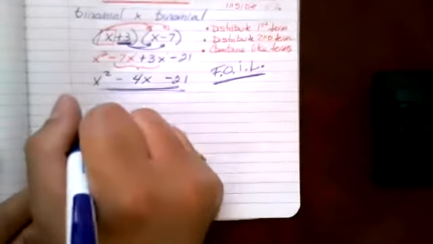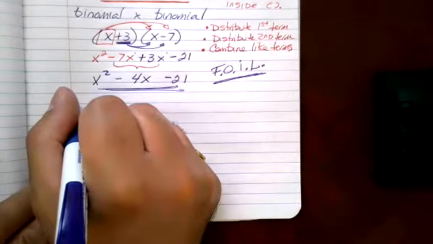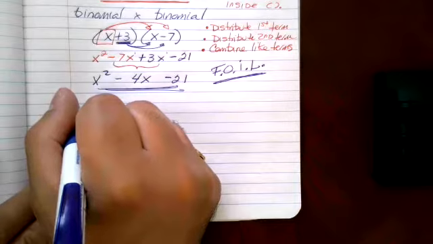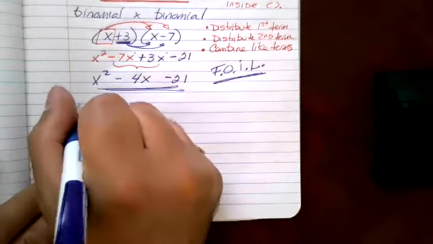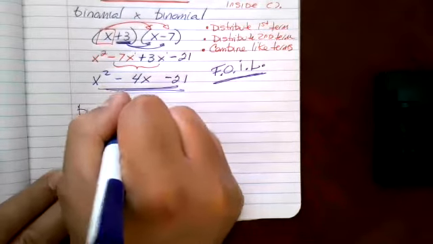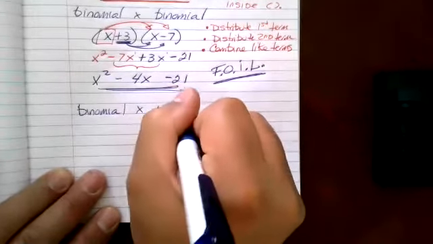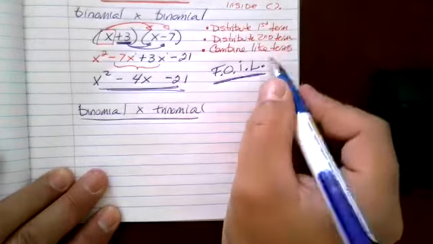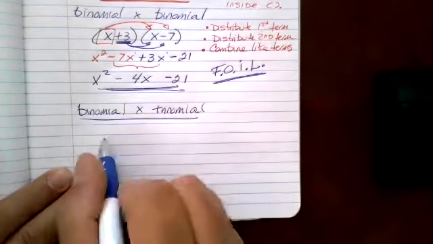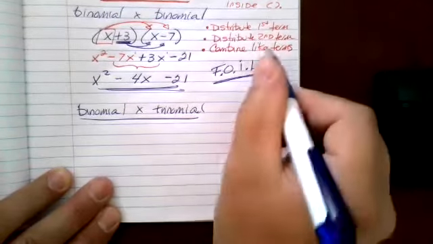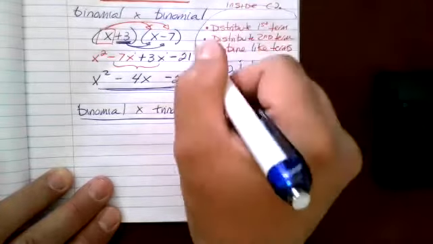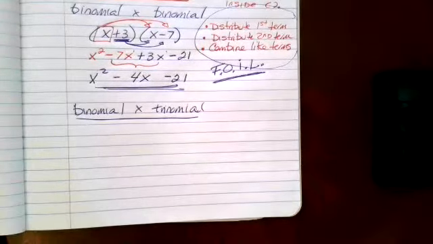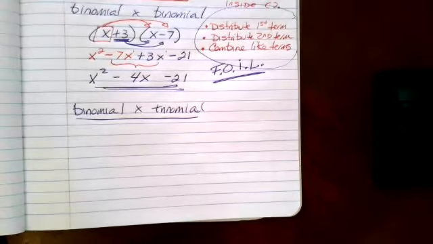Another reason I don't like FOIL is because if I'm going to multiply a binomial to a binomial, I could just distribute terms. And if I do a binomial to a trinomial, it's going to be the same procedure. And FOIL would not work for this. And if I do a trinomial to a trinomial, it's the same procedure. That's why I like this procedure. It's constant. It's consistent. It works for all problems. FOIL doesn't work for all problems. FOIL only works for a binomial times a binomial.